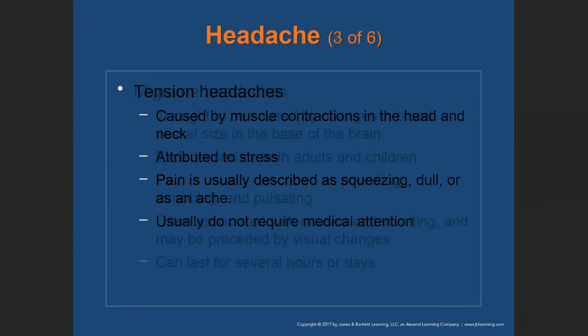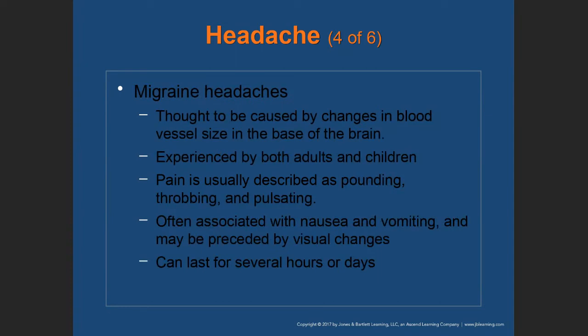The migraine headache is caused by changes in the size of the blood vessels at the base of the brain. It can be experienced by adults and children. The pain is usually described as pounding, throbbing, and pulsating.